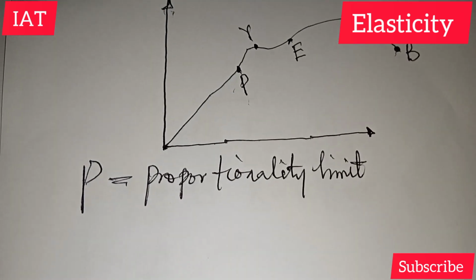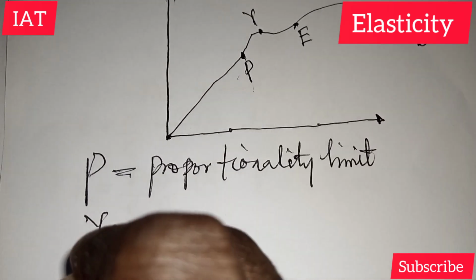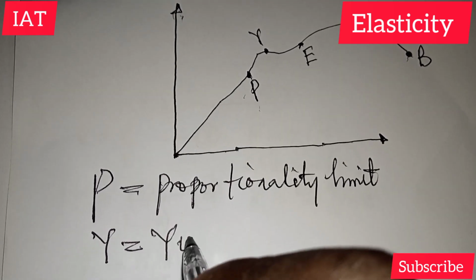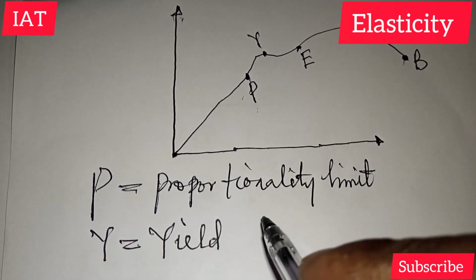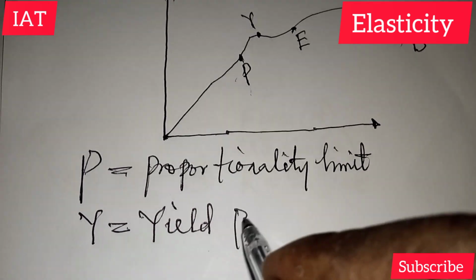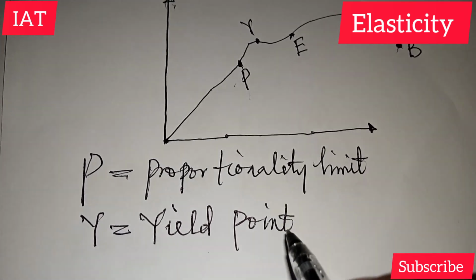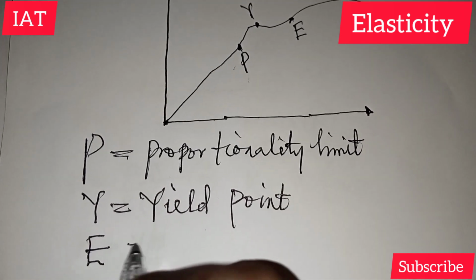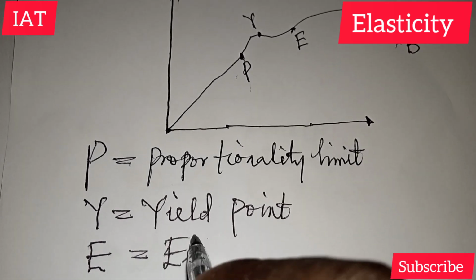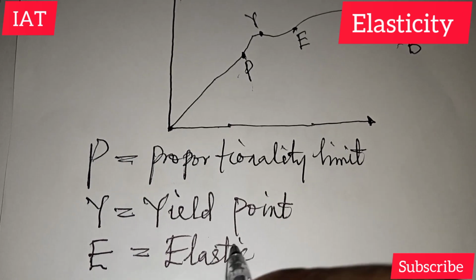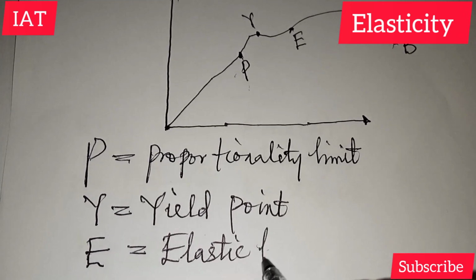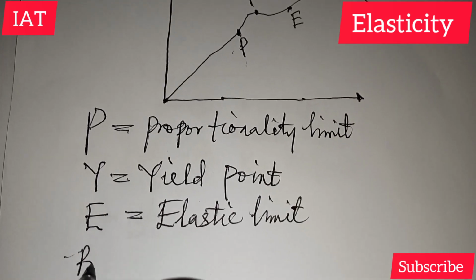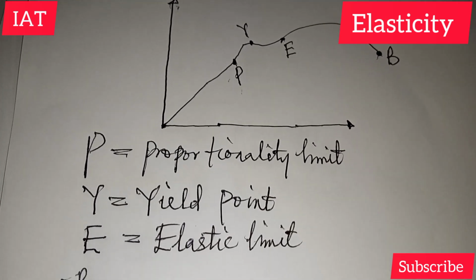But from this point to this point is the yield point, and this yield point is the point beyond the proportionality limit. You can just have those short definitions for these things. Yield point is the point beyond the proportionality limit. What exactly is the E? E is the elastic limit. This is the point beyond the yield point. And finally, B is the breaking point.